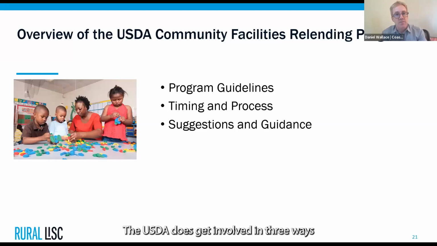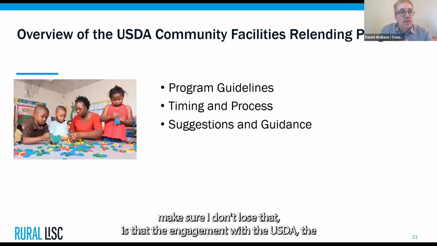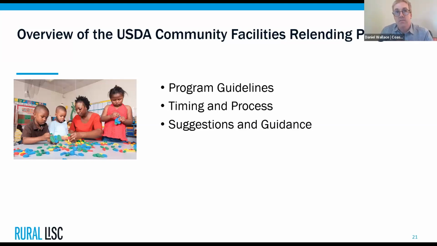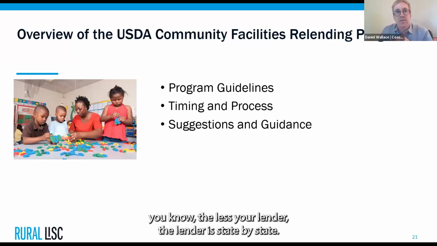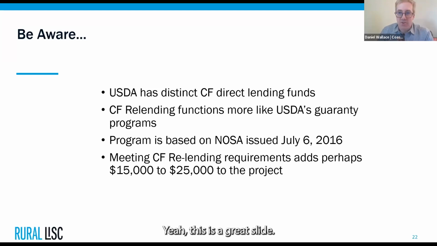The USDA does get involved in 3 ways: in an eligibility concurrence, an architectural review, and an environmental review. So we'll get to all of those in a minute. Another headline, just to make sure I don't lose it, is that the engagement with the USDA via LISC, the lender, is state by state. Yeah, this is a great slide. This is a good slide to make this comment.